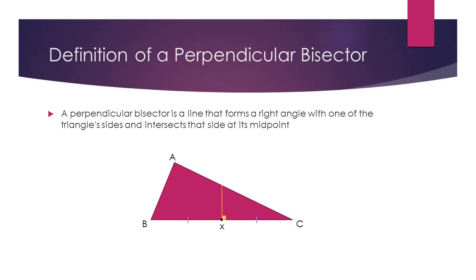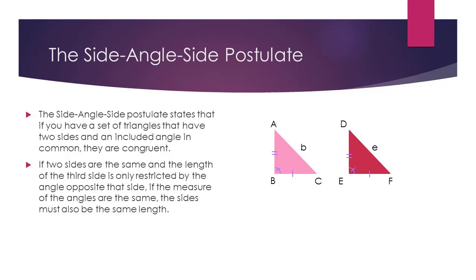So there are two main components, and if you look at the figure, the triangle ABC below, you can see that this perpendicular bisector is a line segment that forms a 90-degree angle. And also, if you look at that point X, you can see that this bisector is located halfway along the segment BC on the bottom of the triangle. The second topic that we will cover is the side-angle-side postulate.